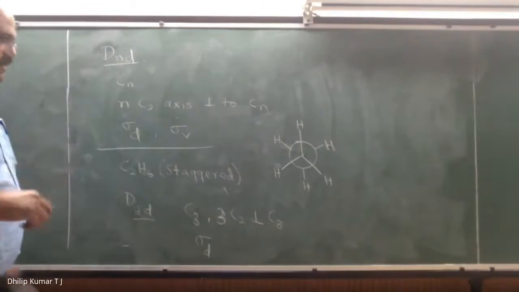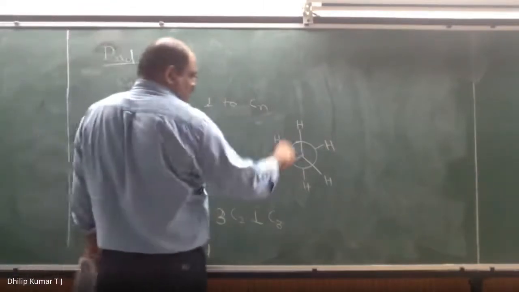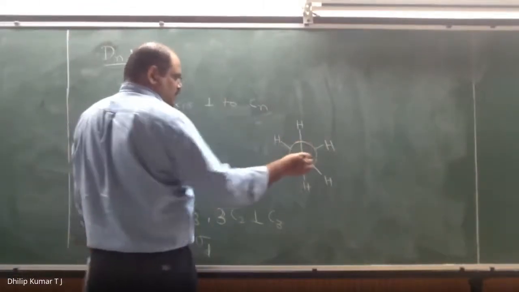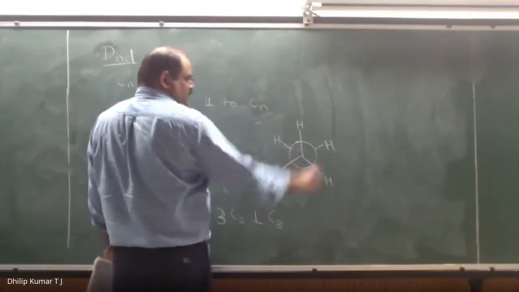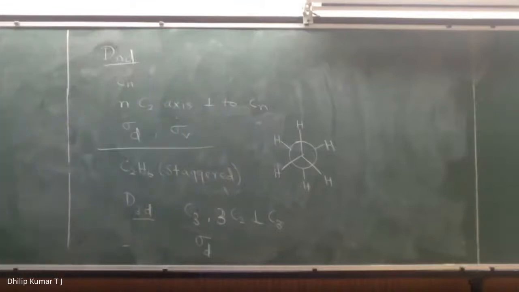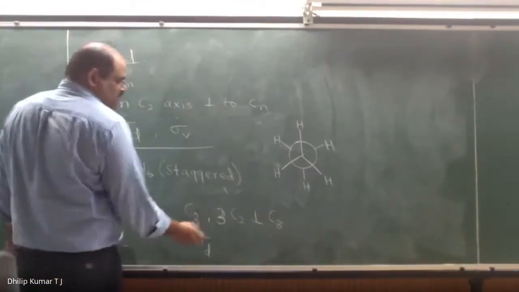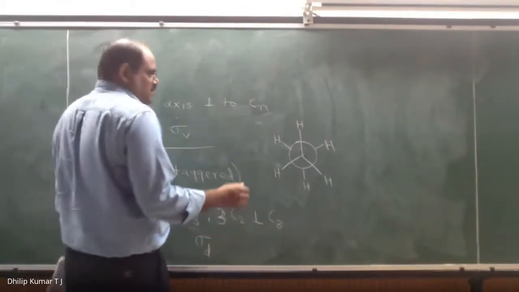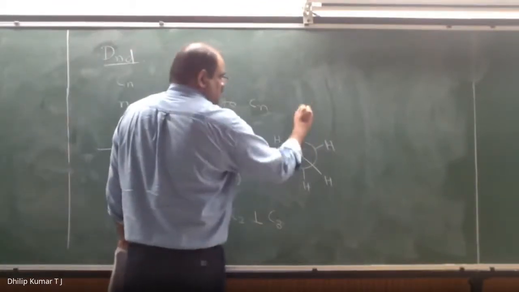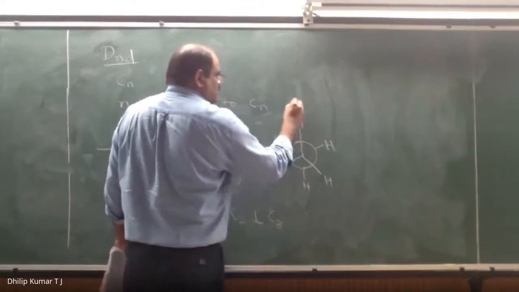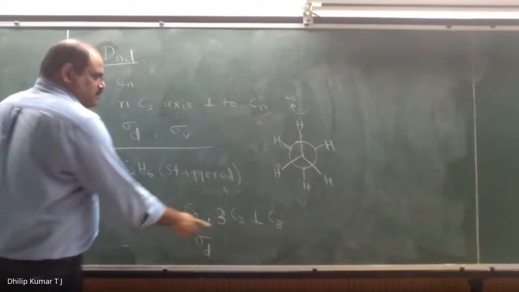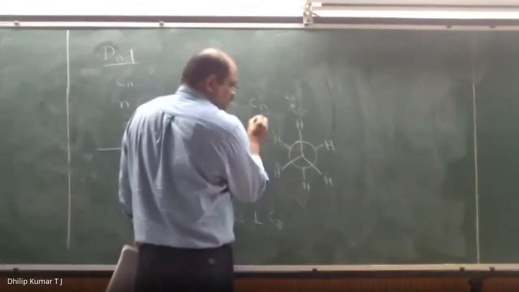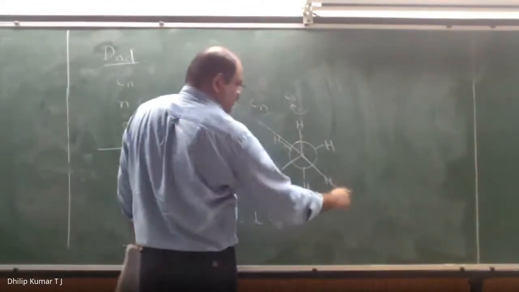So that should be a 120-degree rotation. If you pass through this central carbon atom, then it will rotate 120 degrees to get the symmetrical structure. So that's why it has C3. And then, 3 times C2: one is through this axis. You can rotate it, right?